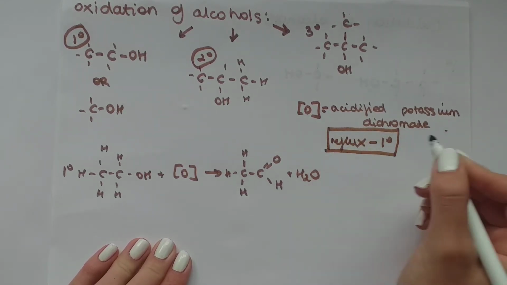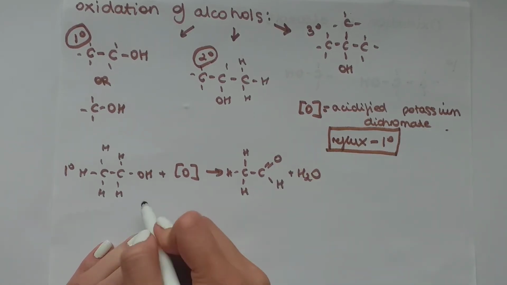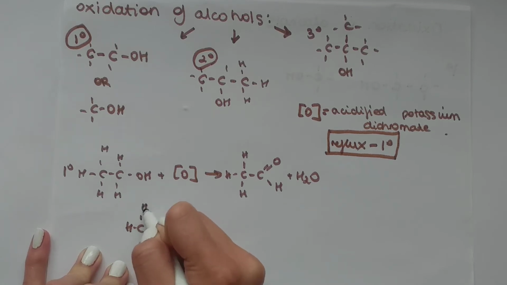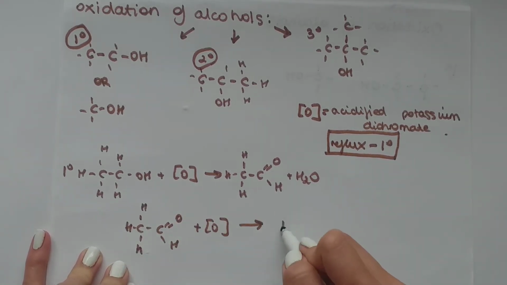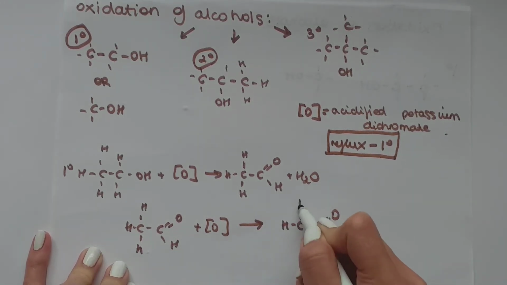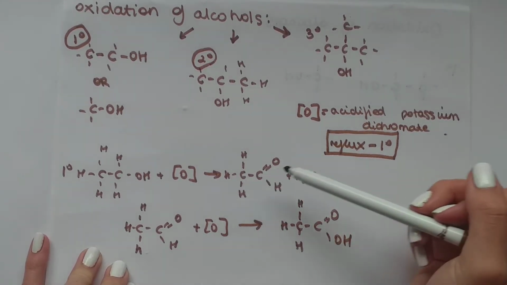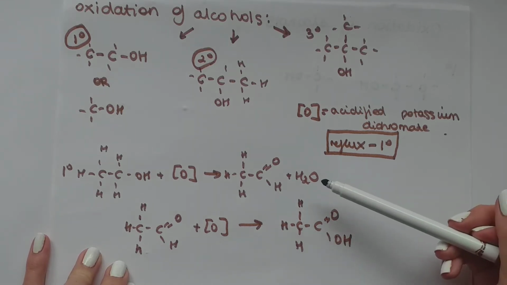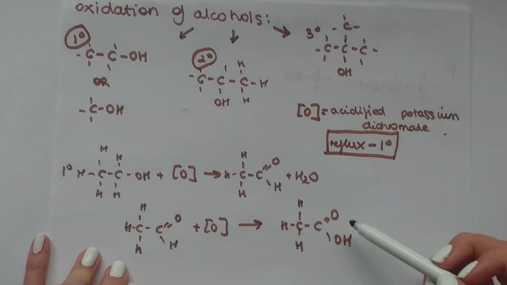So we use reflux for primary alcohols because apart from aldehyde, if we take this aldehyde and we oxidize it even further, we get a carboxylic acid. First step, you get an aldehyde. Second step, you get a carboxylic acid. This time we don't need the H2O because we just added one more oxygen which goes around here, as you can see.